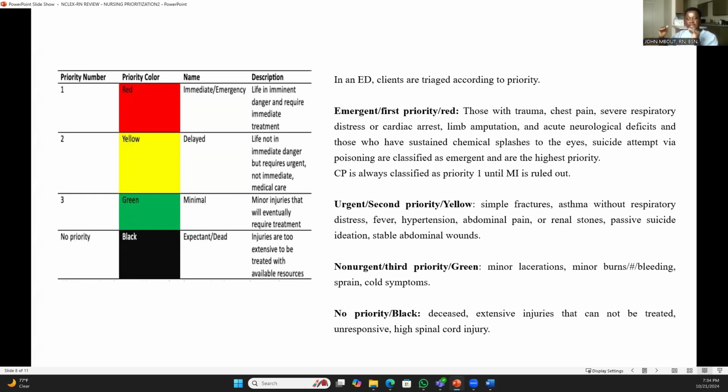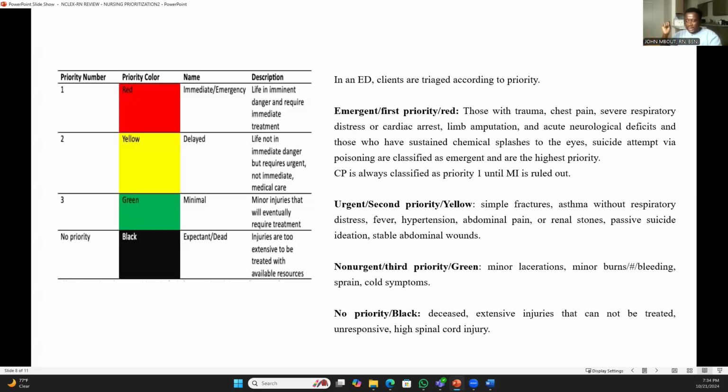The second level is yellow, called priority 2. You can delay a bit, okay? It's called urgent, right? And what are these conditions? Simple fractures, asthma without respiratory compromise, okay? So the patient is asthmatic, but the patient is not presenting with asthma exacerbation, so this is a patient that we can delay attending to.